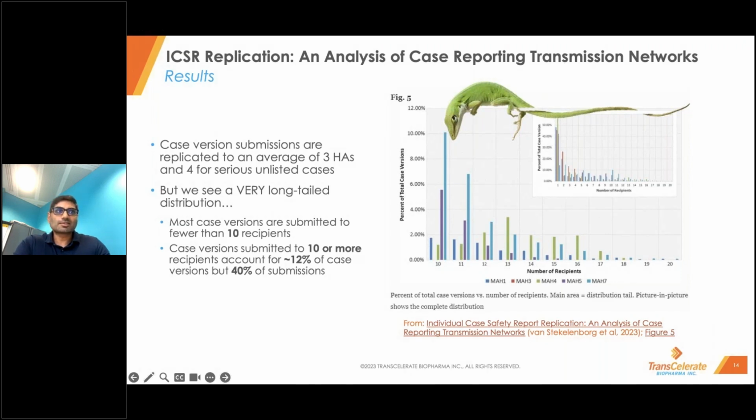At this point, you may be asking yourself the same question that we did as a team, which is, if a case version is on average sent to 3 to 4 health authorities, is it the same health authorities each time? And if so, could we coordinate an effort to reduce replication? If we could move to the next slide.